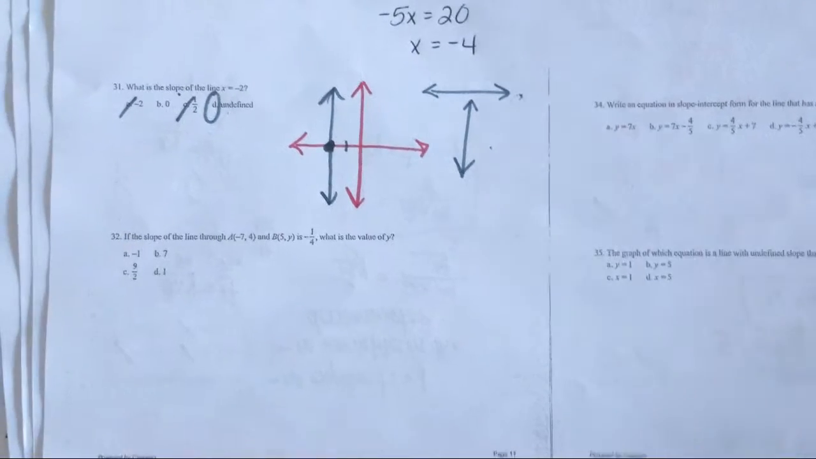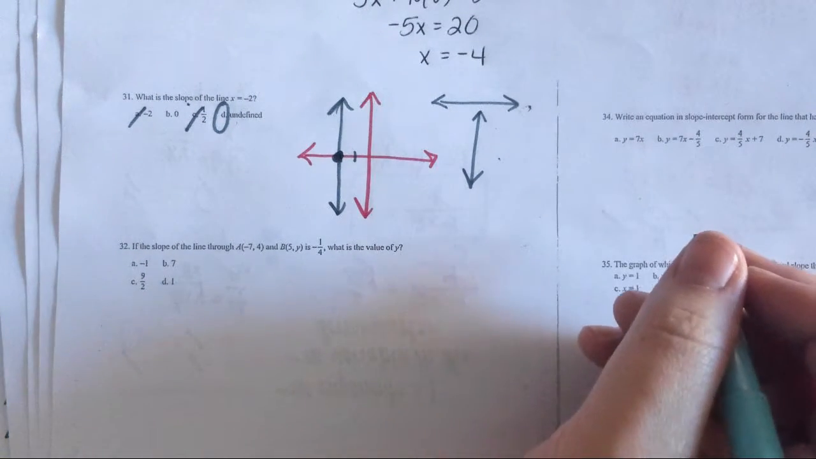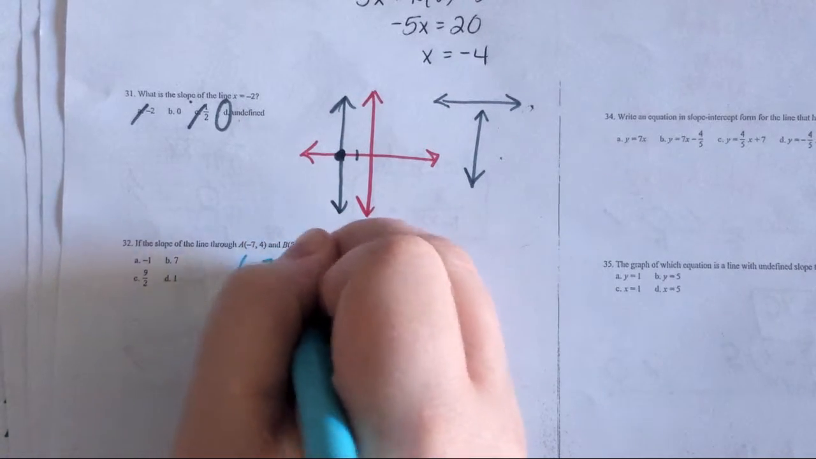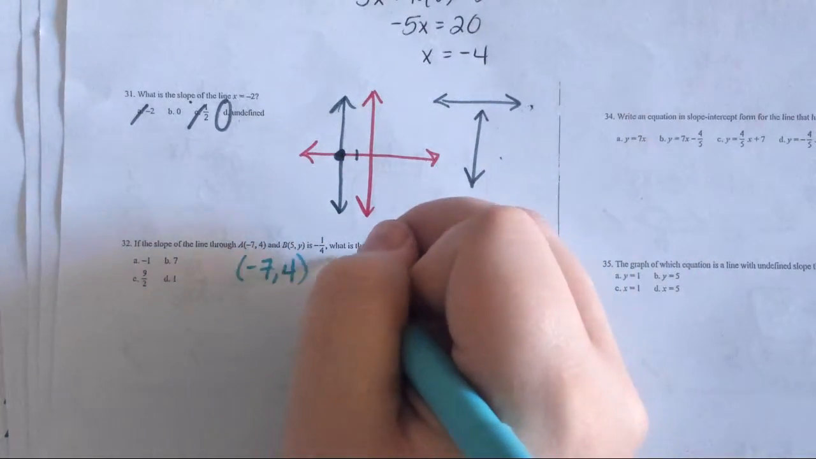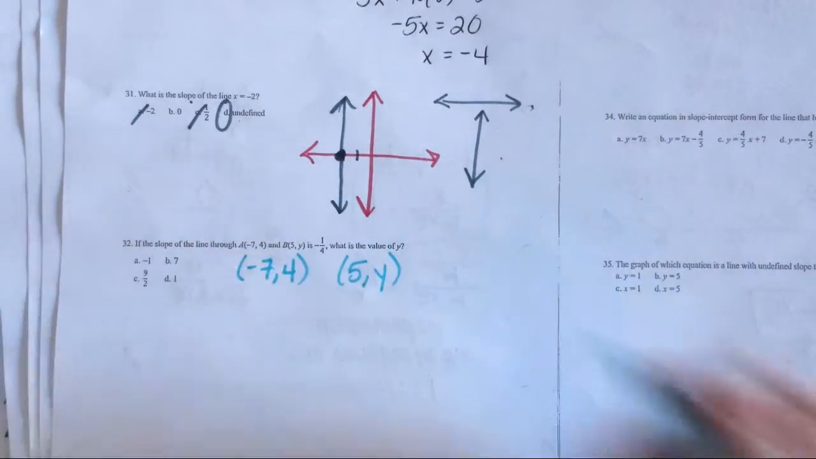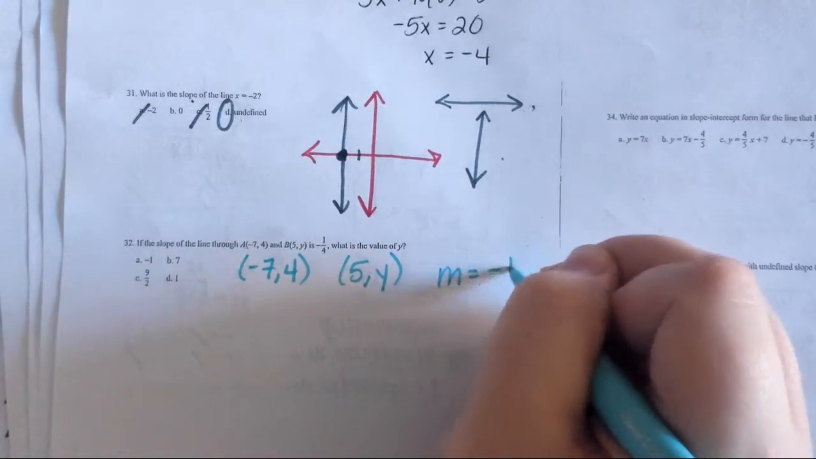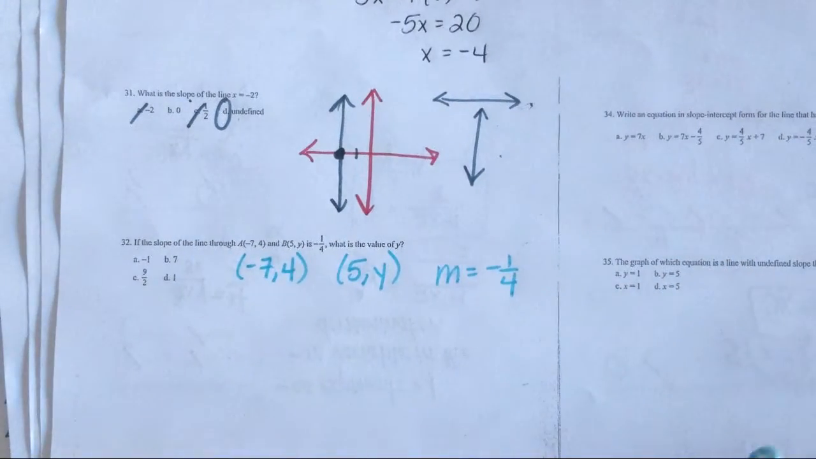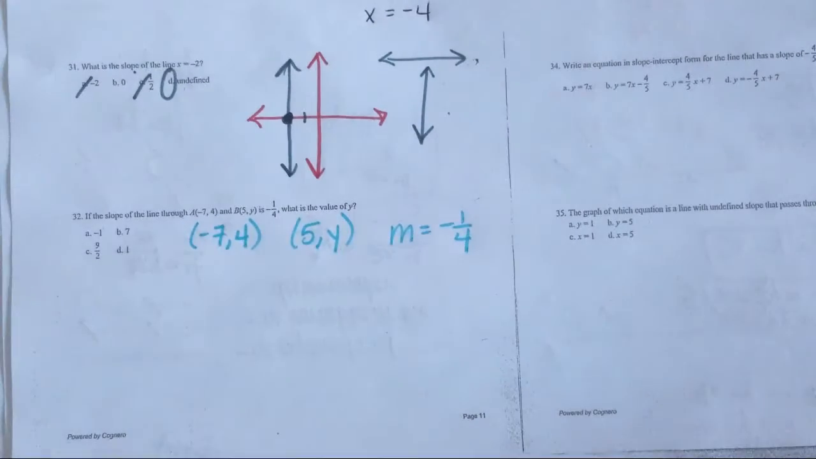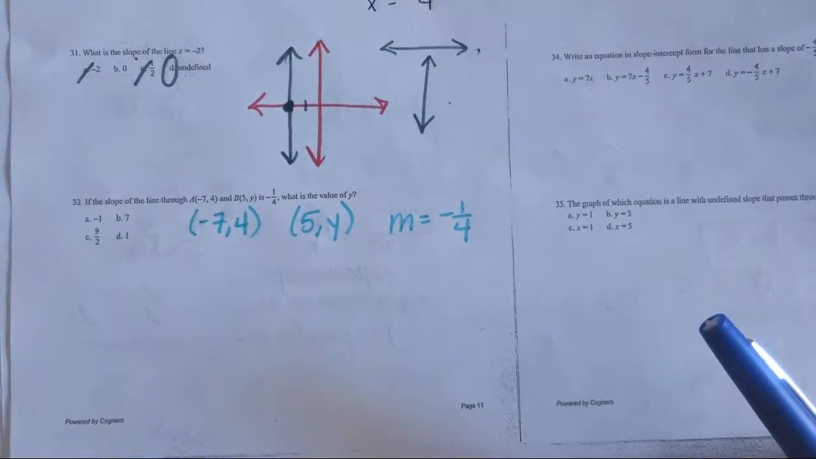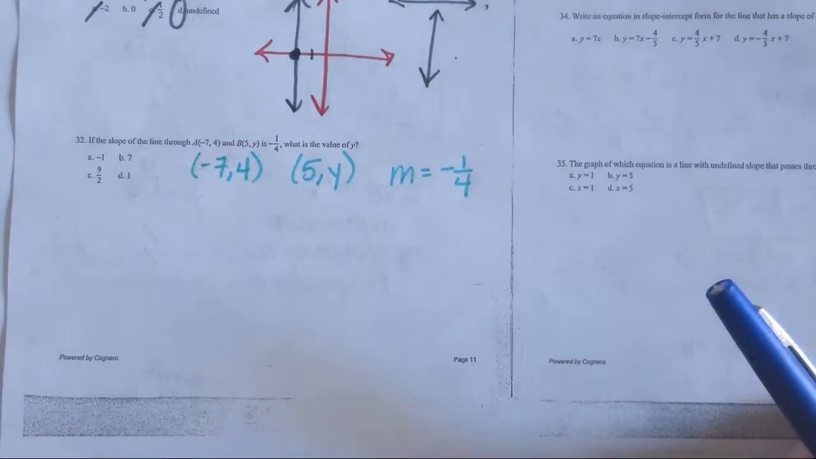Okay, 32. We need to find the slope of a line. They tell us that one point is negative 7, 4. They tell us that the other point is 5, y. They don't give us a number for that. They tell us that the overall slope is negative 1/4. There are two different ways we can handle this one. We could either put it in slope intercept, or we could just calculate with the slope.